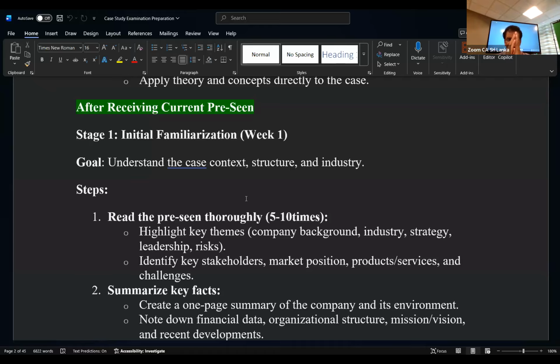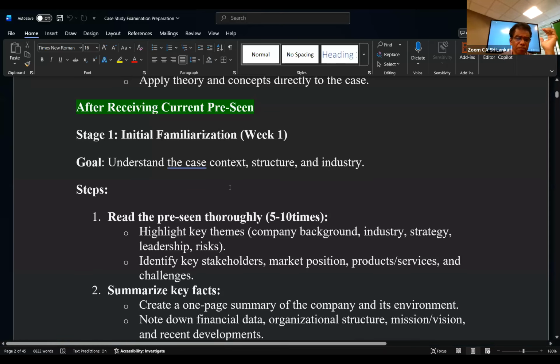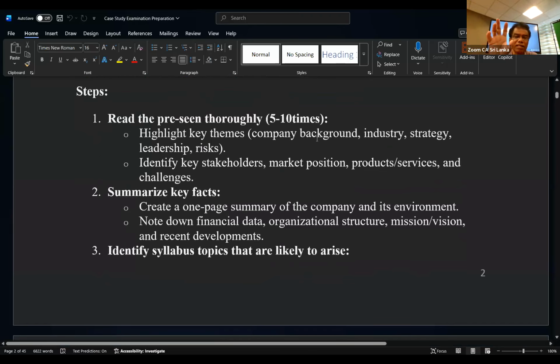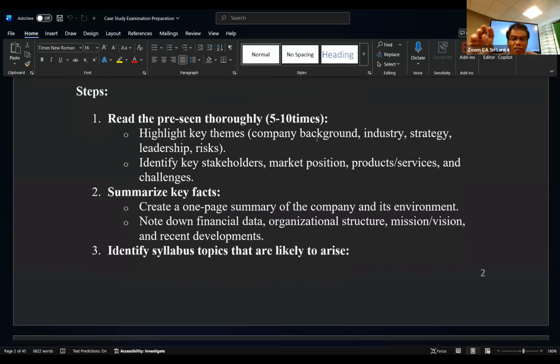When you come to that stage, you can separate it. You can summarize the key facts and highlight key themes. Only at that time will you understand the company background and industry. If it is the same logistics industry, then you must master the logistics industry worldwide: benchmark companies, and annual reports of Sri Lankan companies in that industry, which you can compare and use to make a benchmark, their industry averages, and their strategies.